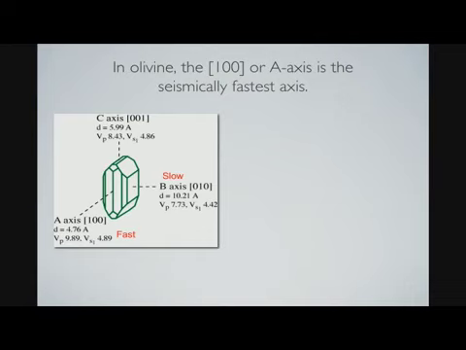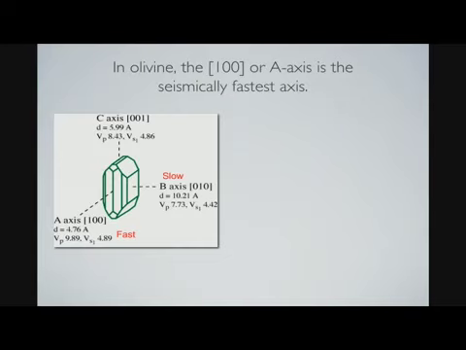So this is an olivine crystal. It's an orthorhombic crystal, and it has 3 principal axes referred to as the A, B, and C axis, or also the [100], [010], and [001] axis. And I will use both terminologies in this talk. Raise your hand and ask me questions if it's not clear what I'm talking about as I go along. The key thing to take away from this image is that the A-axis in olivine is the seismically fast direction, and the B-axis is the seismically slowest direction, and the C-axis is intermediate.